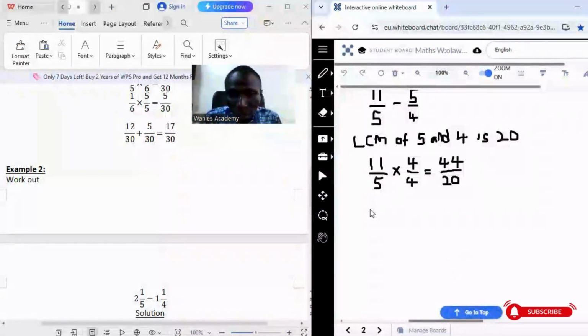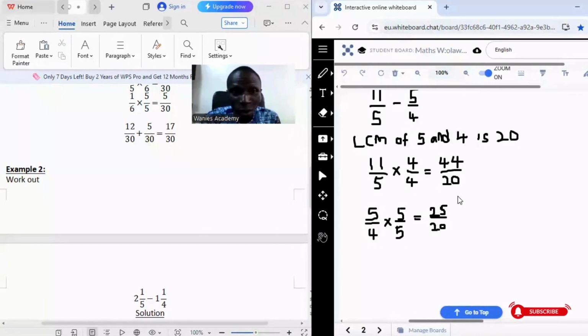So the second fraction, we have it to be 5 over 4, which we are going to multiply both the numerator and the denominator by 5. So we have 5 times 5, we also have 4 times 5. So 5 times 5, we're going to have this to be 25. And 4 times 5, we're going to have this to be 20. So from here now, you can see that they have a common denominator. Then we can now subtract the two fractions.